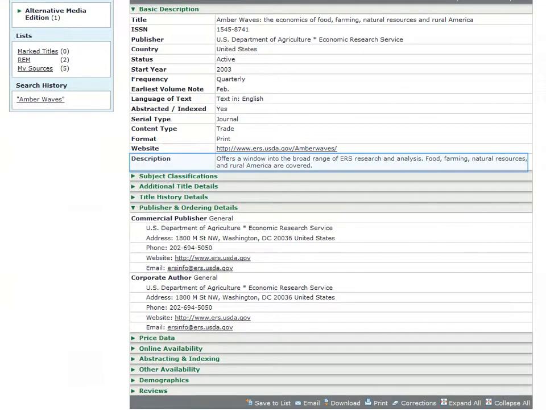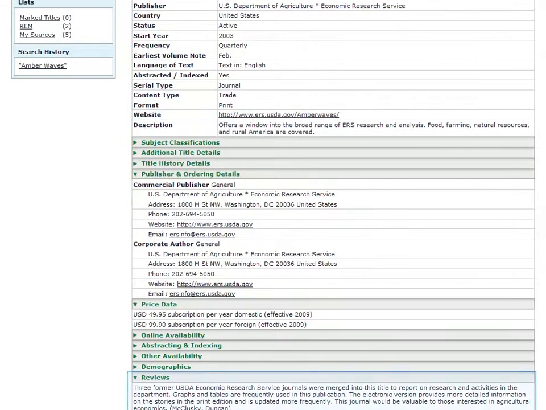In this case, the United States Department of Agriculture is the publisher, and that would be considered a respected source. Also note the description, which is important when deciding on the appropriateness of a journal to your field. Journal titles can be misleading, so the description can give you more information as to the scope of the journal. The reviews field can also be helpful, as in this case, the review indicates that the journal publishes research from the USDA and is valuable to those interested in agricultural economics.